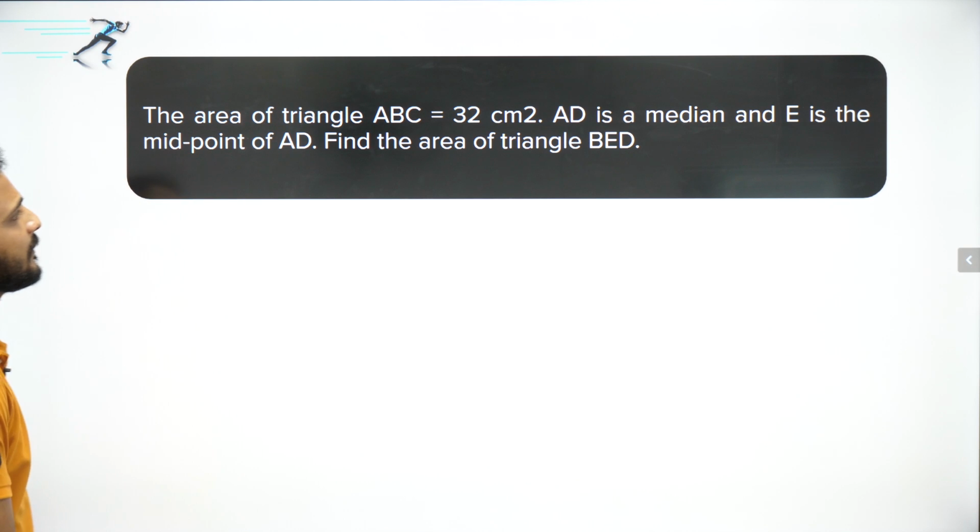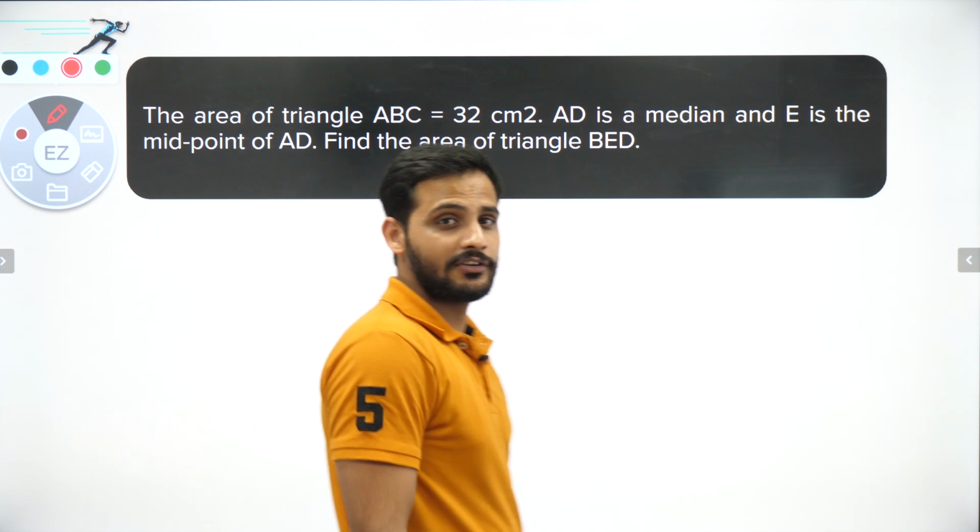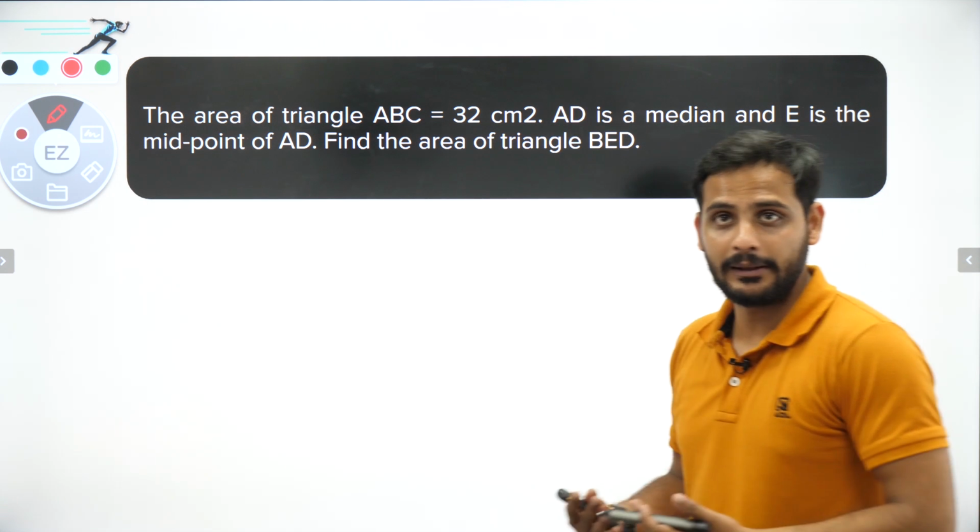The area of triangle ABC is 32 centimeters square. AD is a median and E is a midpoint of AD. Okay. Find the area of triangle BED. I have always told you, draw the diagram. Drawing a diagram helps you a lot.